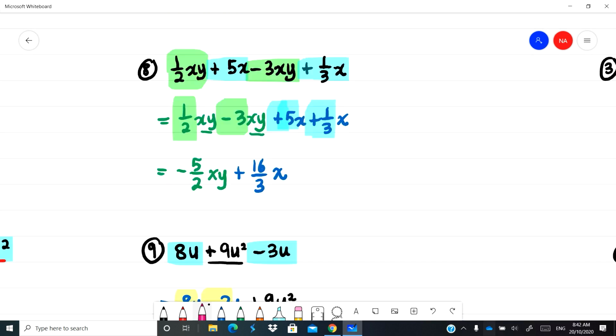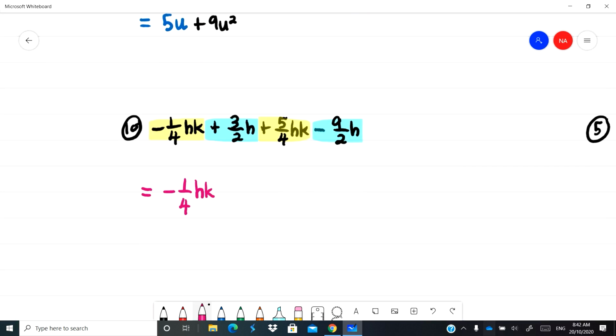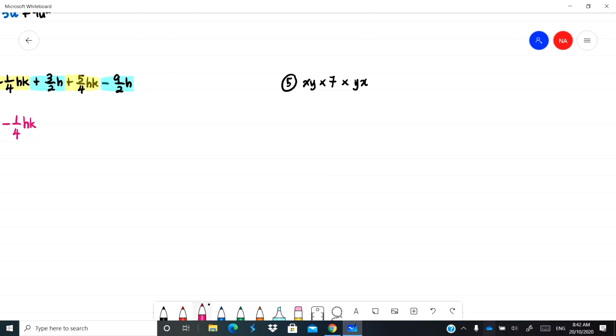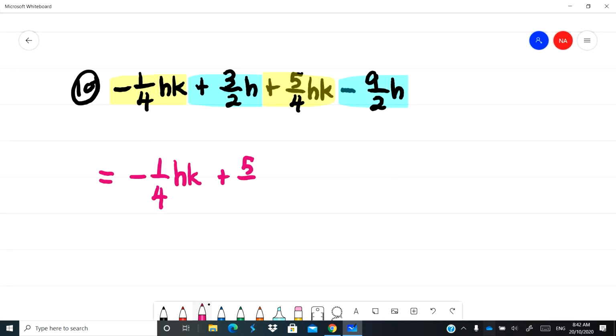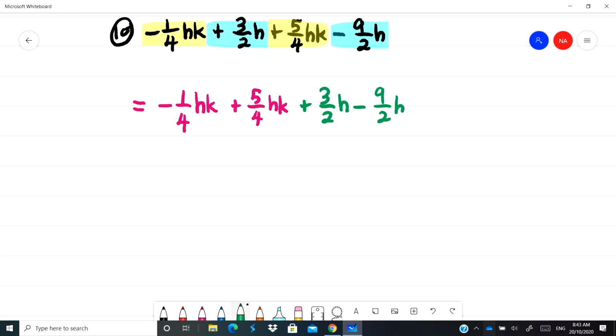Alright, I'll just rewrite so that I put those like terms together. So I'll have something like plus 5 over 4 hk plus 3 over 2h. I'll just use another color. Right. Plus 3 over 2h minus 9 over 2h. Okay, we have something like this. Alright, so now negative 1 over 4. So apa yang perlu tambah ialah hanya tambah yang ini saja. Negative 1 over 4 together with plus 5 over 4. Bila tekan calculator, we get 4 over 4, which is 1.